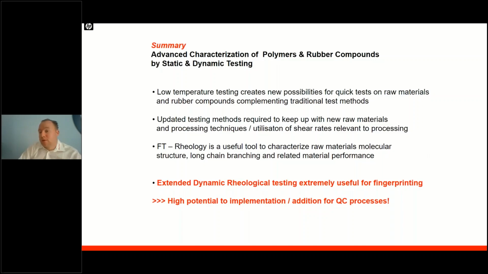So to summarize, all these new technologies allow you, within one single test of only a few minutes, to create a full fingerprint of your material, dramatically speeding up your quality control processes by eliminating other traditional test methods, but also helping you in your R&D to quickly and easily get on the right path and understand your new developments and formulations and their properties.